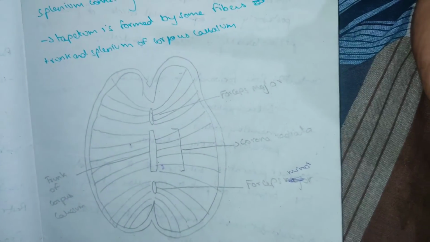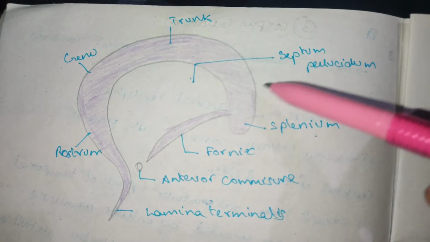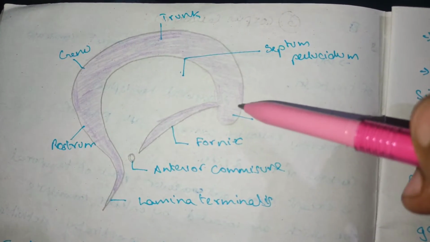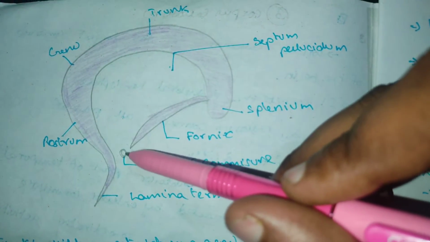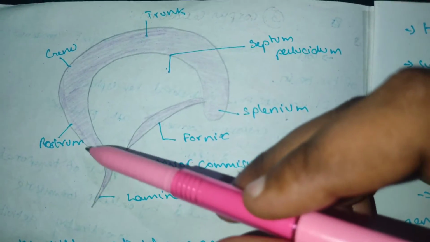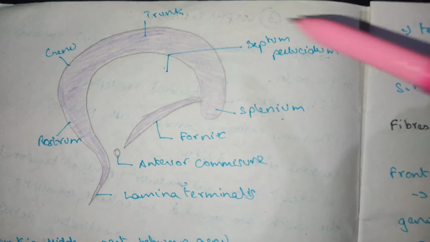Now you will see the image of the corpus callosum. This is the trunk, and this is the splenium, which is the thickest part. Here the fornix is attached in front of the anterior commissure. The lamina terminalis ends from the rostrum, and this is the genu.